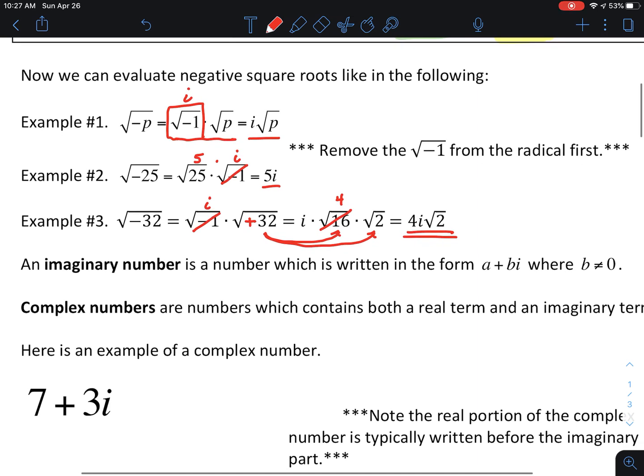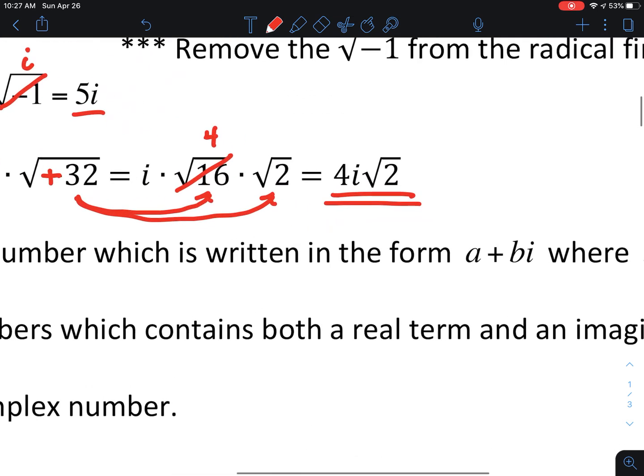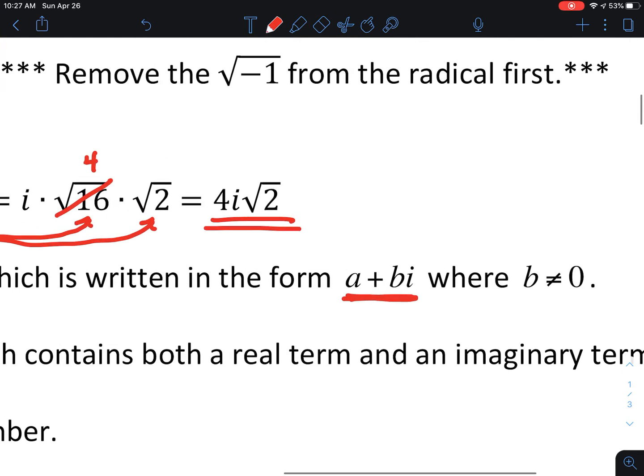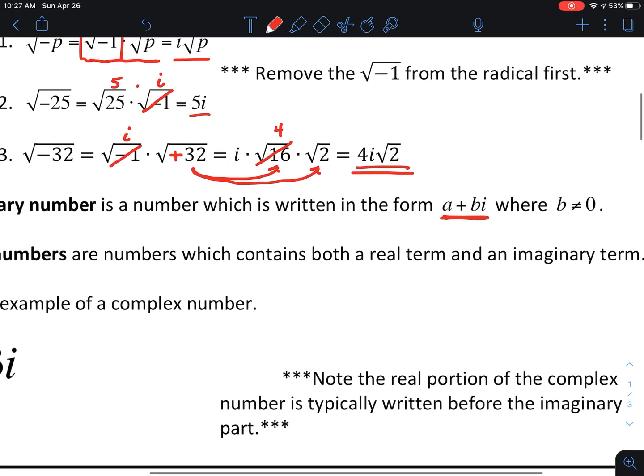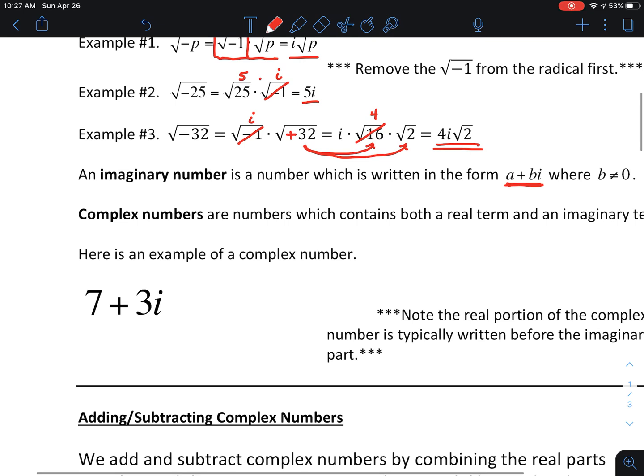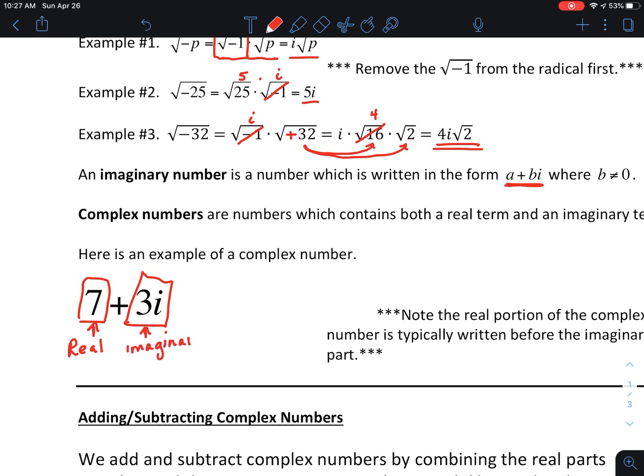So imaginary numbers are typically written in the form a plus bi, right? So we have two parts: a, which is the real part, and bi, which is what we call the imaginary part. So again, we've got a number which we call the real part, 7 in this case is real. And then we have 3i, this is our imaginary part. So it's got two pieces, real and imaginary. And when you have real and imaginary coming together in one expression, we call this a complex number.